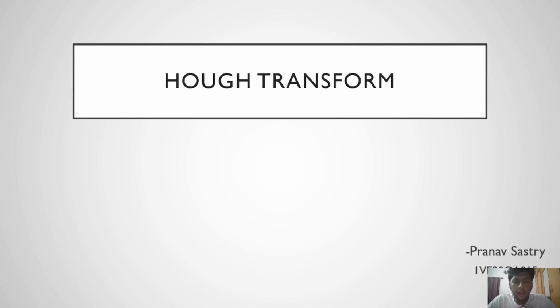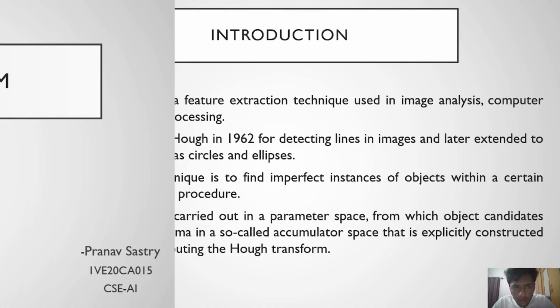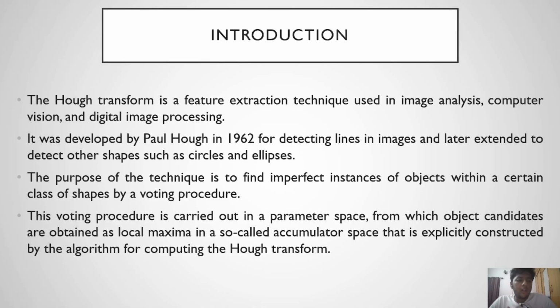This is Pranav, and in this video we'll be talking about the topic Hough transform. So, introduction. The Hough transform is a feature extraction technique used in image analysis, computer vision, and digital image processing. It was basically developed by Paul Hough in 1962 for detecting lines in images, and later extended to detect other shapes such as circles and ellipses.